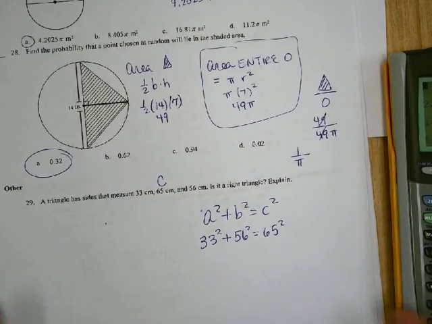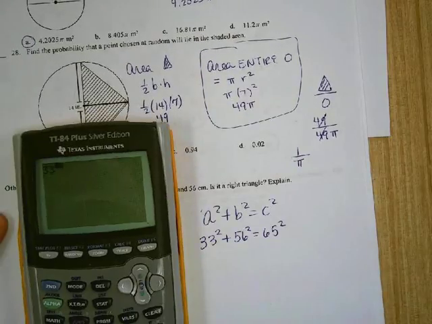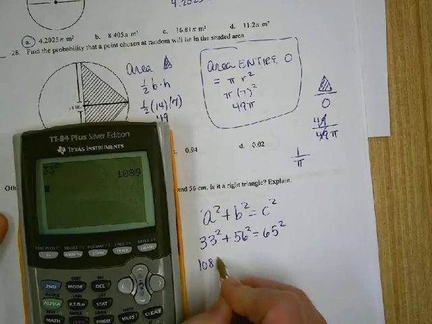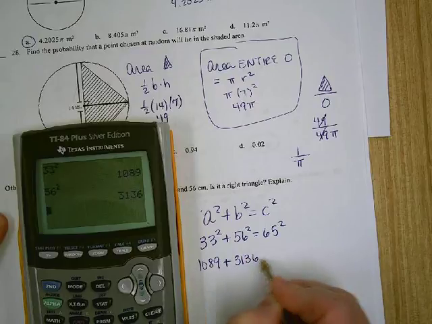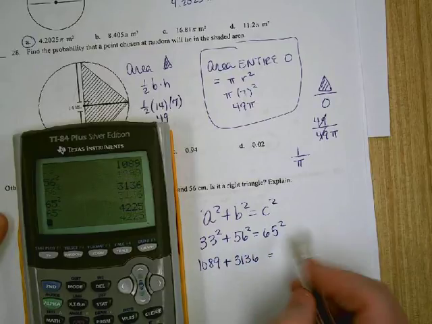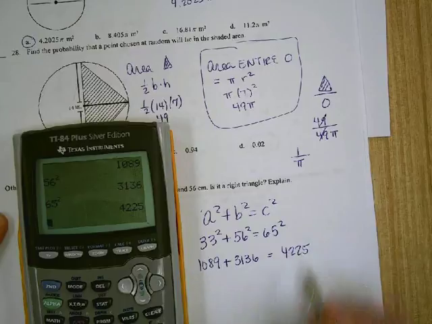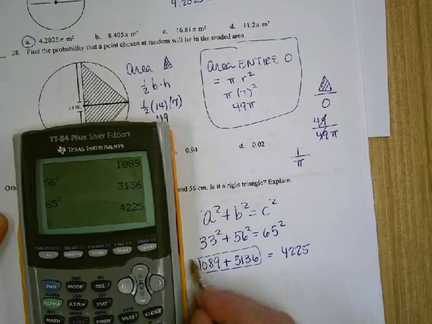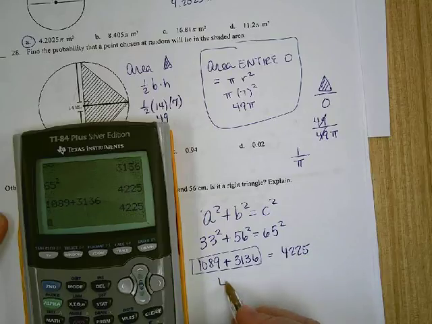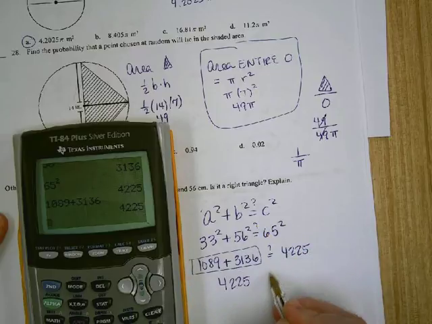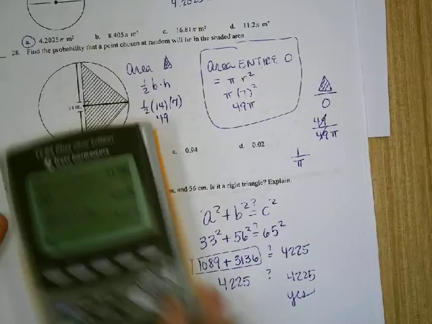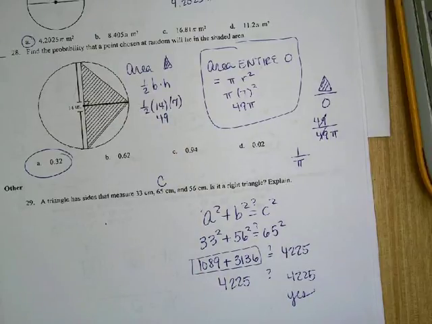Okay, get your calculator out. 33 squared and 56 squared. Add these together. Do they equal? We're testing to see if they equal. Yes, they do.